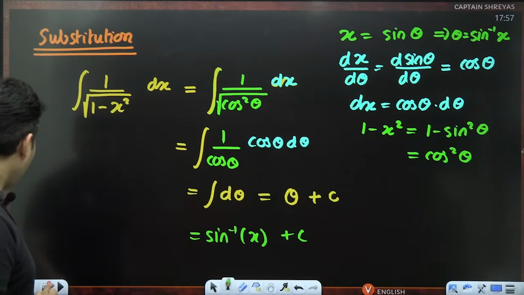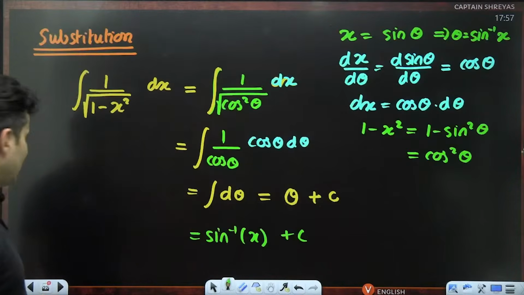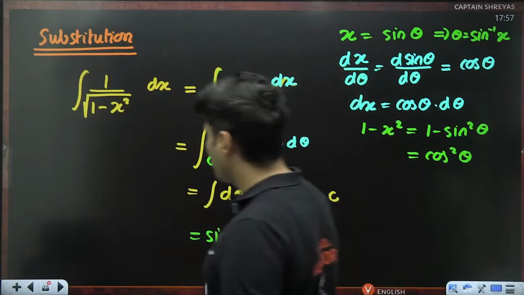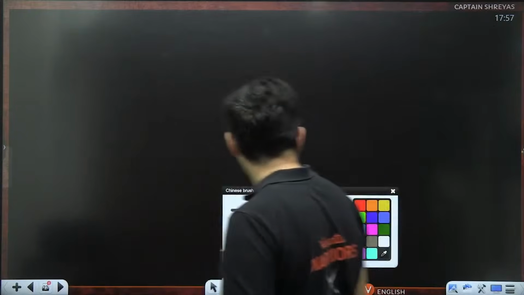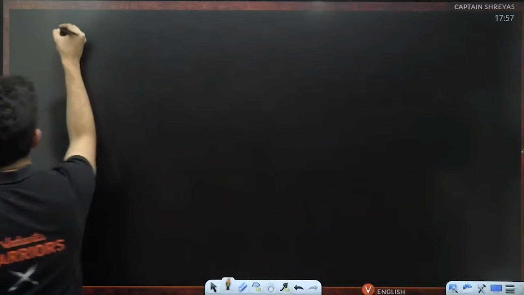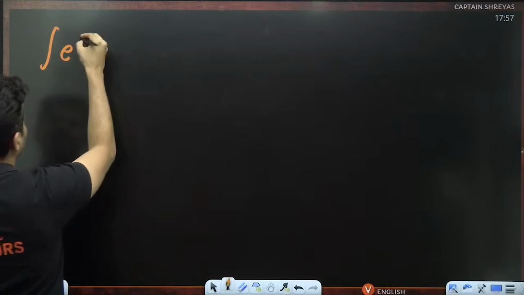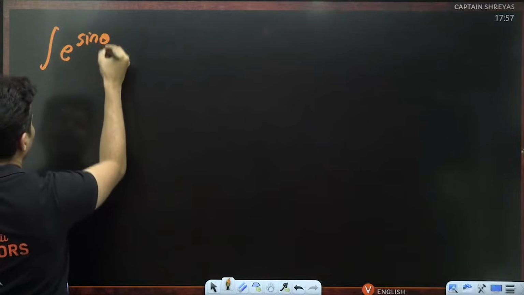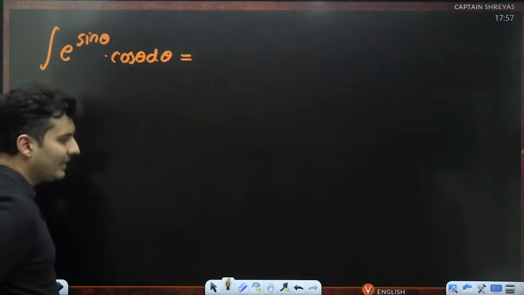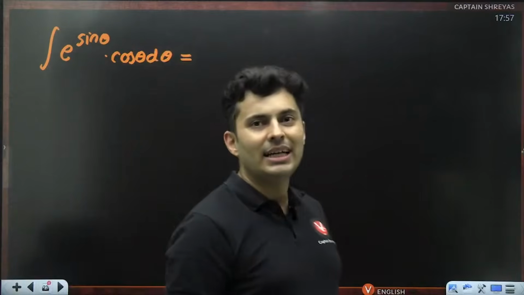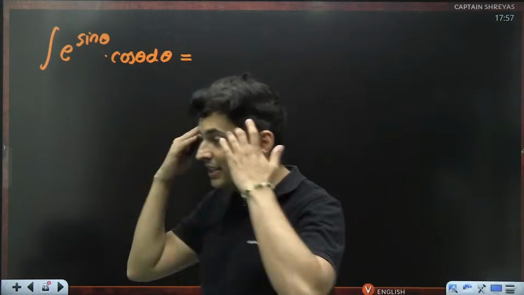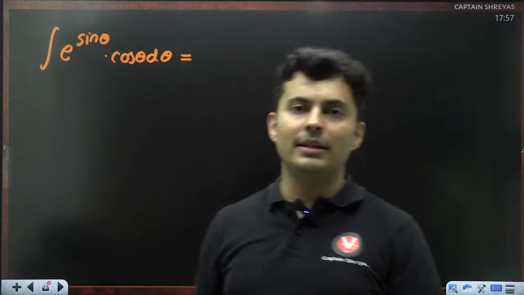So now that you have understood till here, let's take one more question on substitution so that you are confident. Let's say I do integration of e raised to sine theta into cos theta d theta. Okay, I want to integrate this. Looks like a complex integration, right? E raised to sine theta into cos theta d theta.